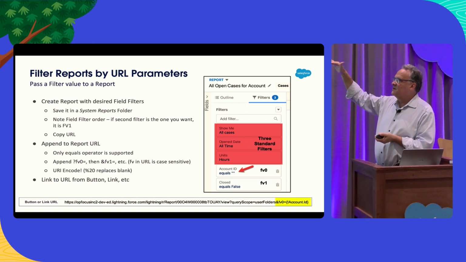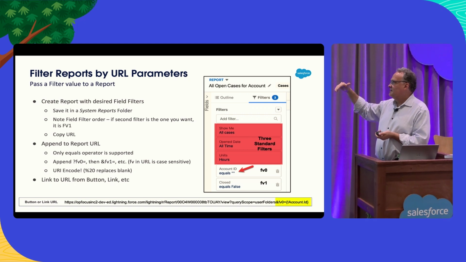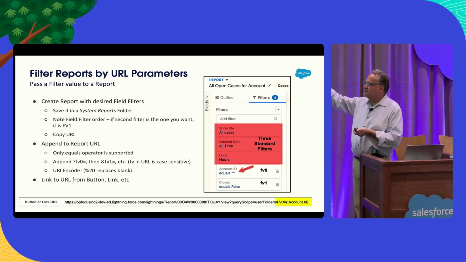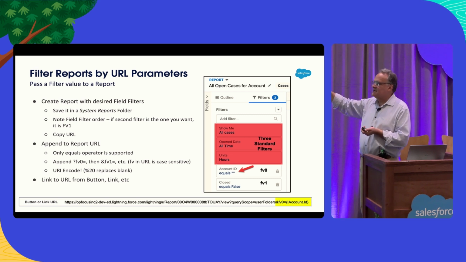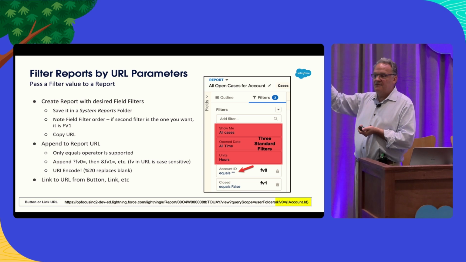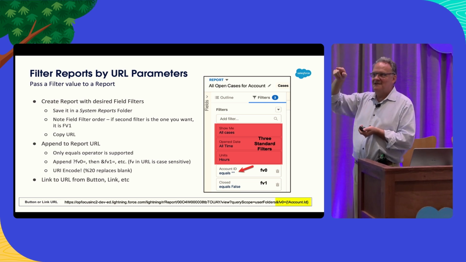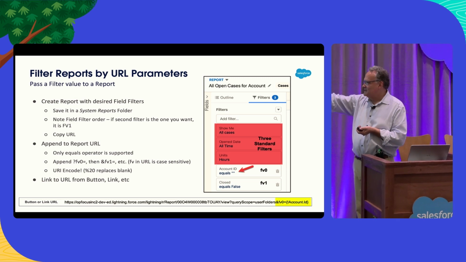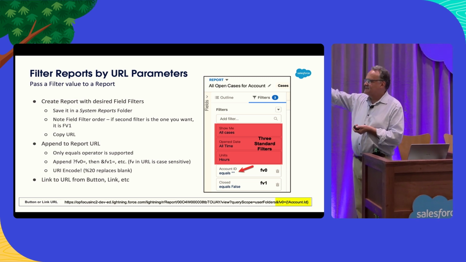The field filter order is important. It starts with a 0, so it's using something called array notation. So if I want to reference the third filter, it's FV4. Sorry, it's FV2. It's the other way around, sorry. So the first one is 0, the second one is 1. Does that make sense? It starts with the number 0.